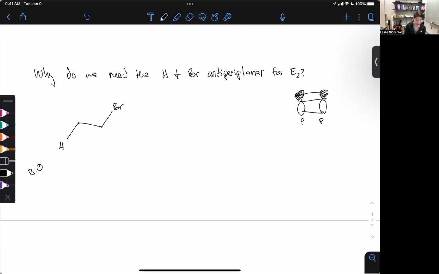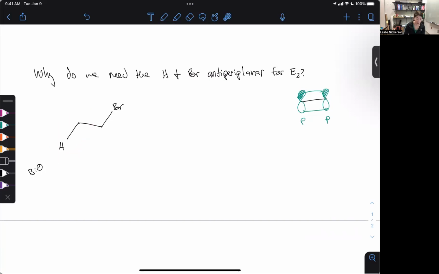here and here. Okay, so let me change that to green real quick, just so we're consistent. That's what we're looking for in a pi bond made of p orbitals. Two p orbitals overlapping, we form good overlap on the top and the bottom, and we have our pi bond. Okay, so we know that we need to have antiperiplanar for E2, but what we're not sure about yet is the why. So I'm just going to draw in the bond here.